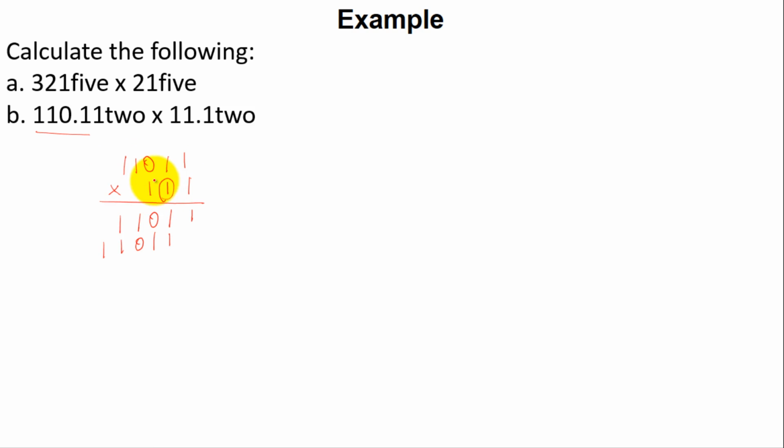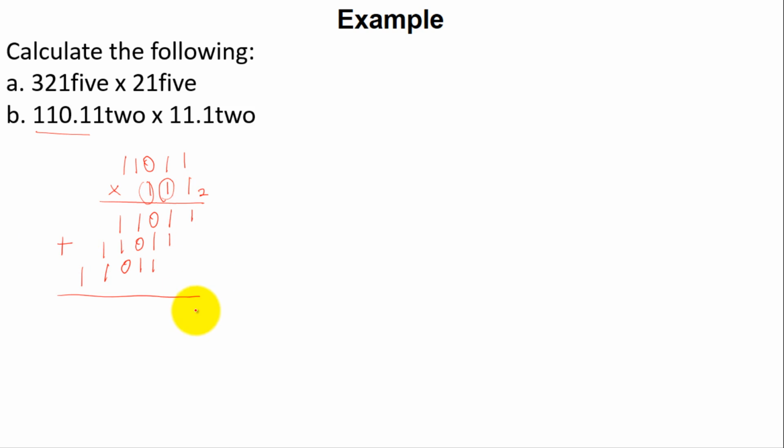Then I go to this one. 1 times 1 under here will give me 1. 1 times 1 will give me 1. 1 times 0 will give me 0. Then 1 times 1 will give me 1. Then 1 times 1 will give me 1. This is all I have. Then you remember that they are all in base 2.